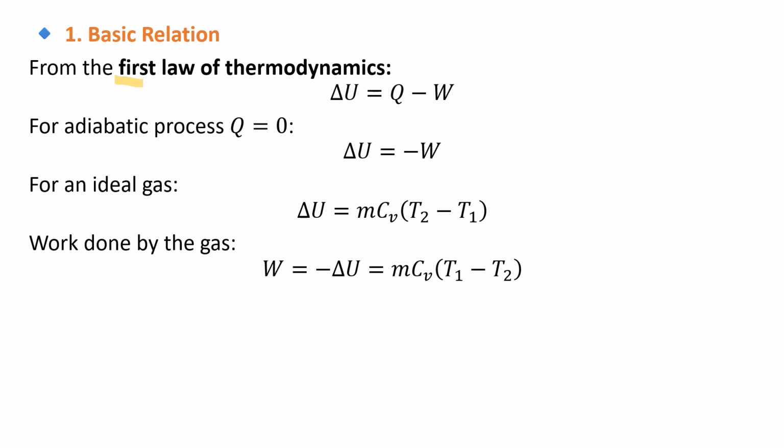So from the first law of thermodynamics, Q equals delta U plus W, and Q is 0. So change in internal energy equals minus W. We know the formula of delta U, that is m Cv (T2 minus T1), or you can say W equals minus m Cv (T2 minus T1). It is a very simple thing.